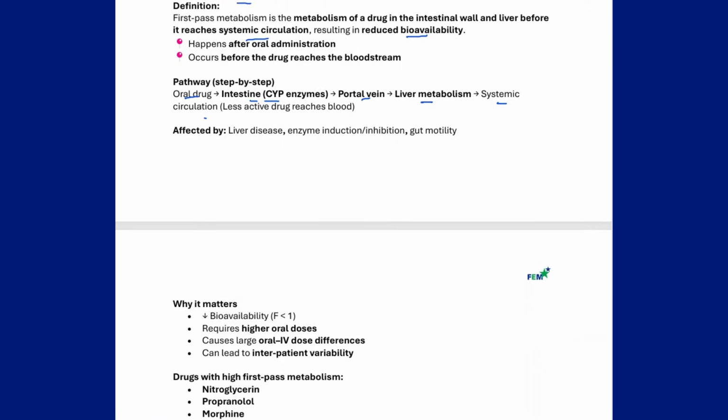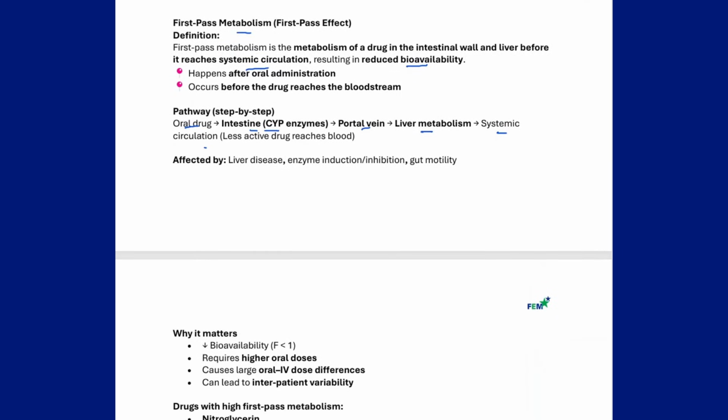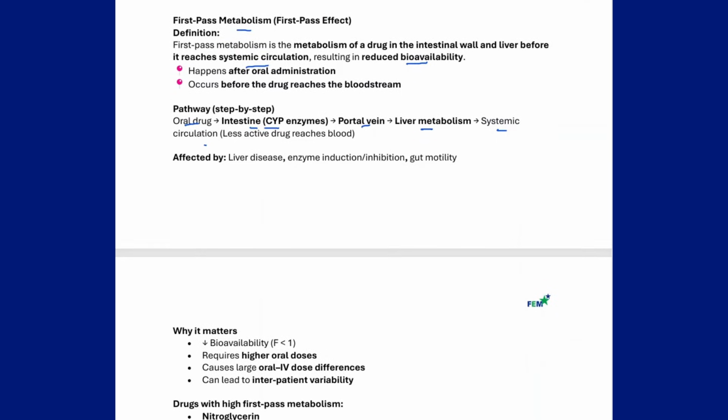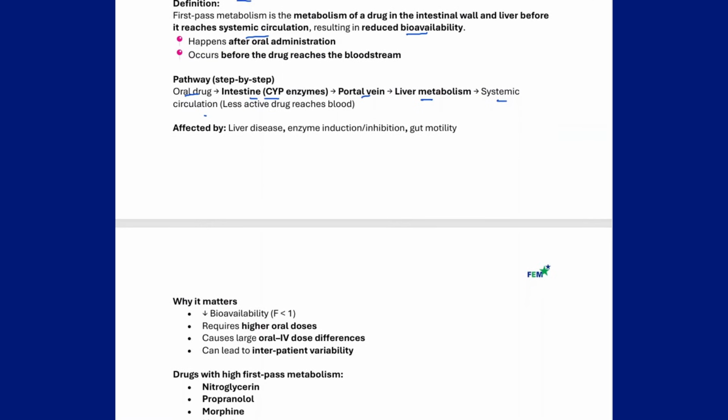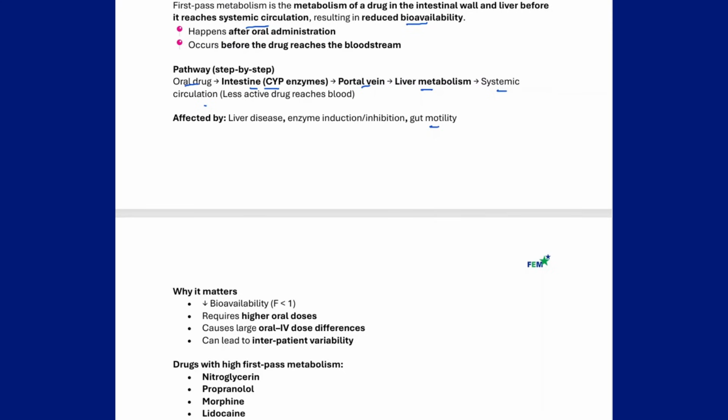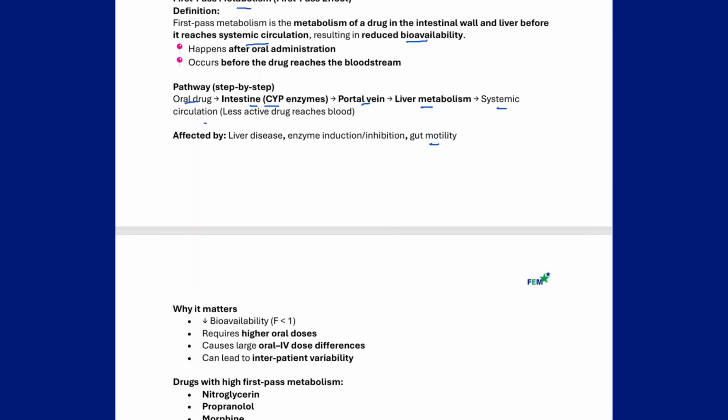This first pass metabolism could be affected by liver disease, enzyme induction or inhibition. If something is inducing the cytochrome P450 in the liver, that will increase the metabolism of those medications. Gut motility will also affect first pass metabolism.